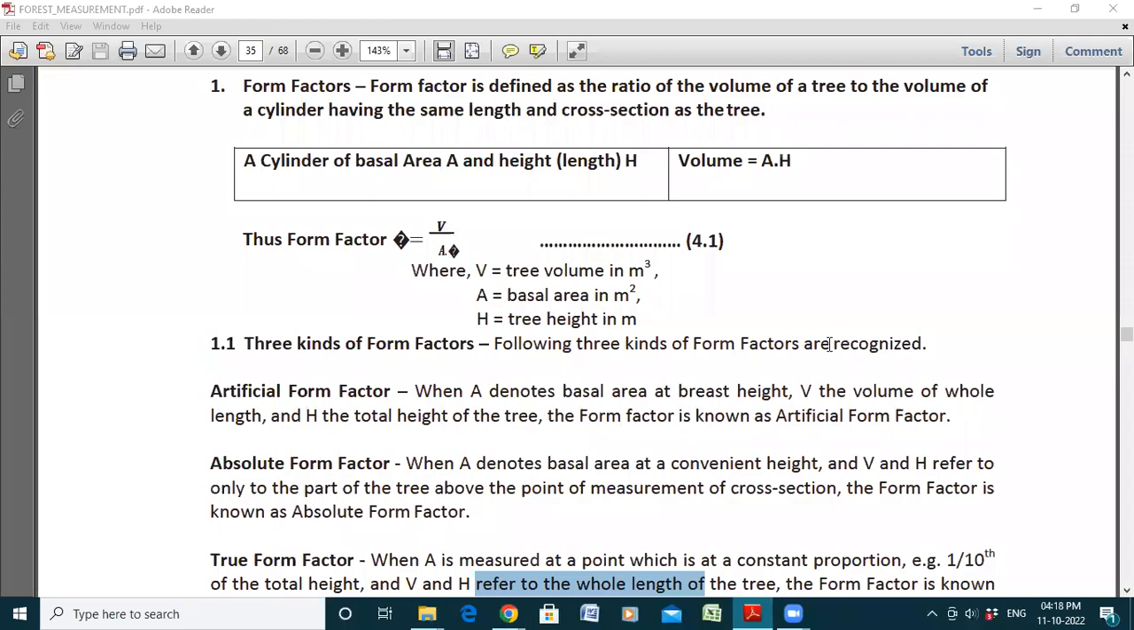Hello everyone. So in the last lecture also we talked about how to measure the volume of a tree. Some important terminologies we have learned. In today's lecture also we'll continue with that.